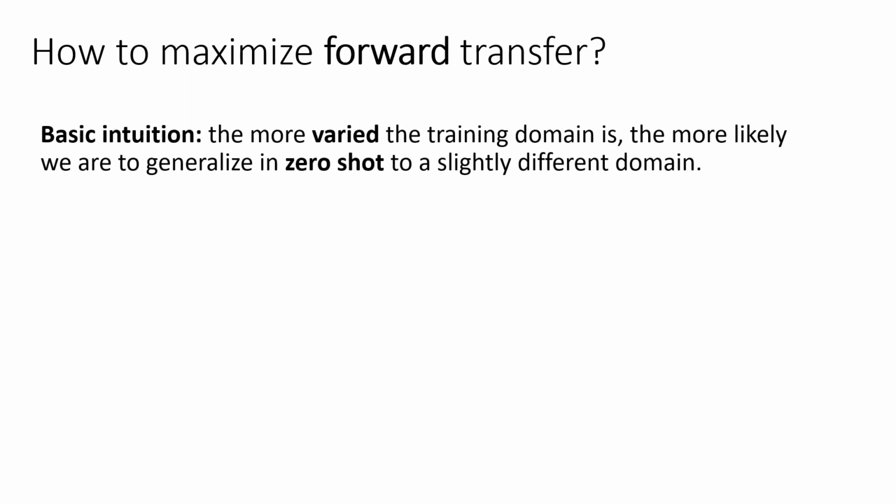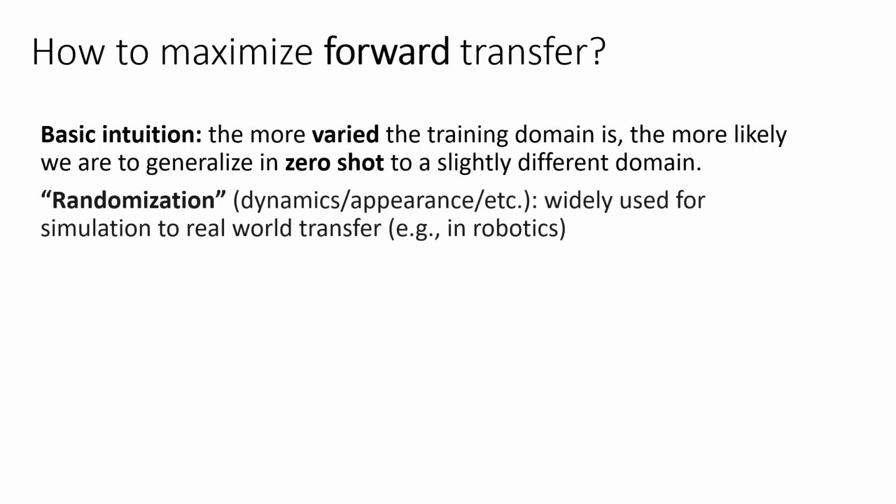The basic intuition behind a lot of these things is that the more varied the training domain is, the more likely we are to generalize in zero shot to a slightly different domain. Basically, if you train a video game where you're driving a car and it's always sunny and bright out and it's always in a city, that is less likely to transfer to the real world than if the game simulates different times of day and maybe different urban environments. The more variety you have in the source domain, the more things will transfer.